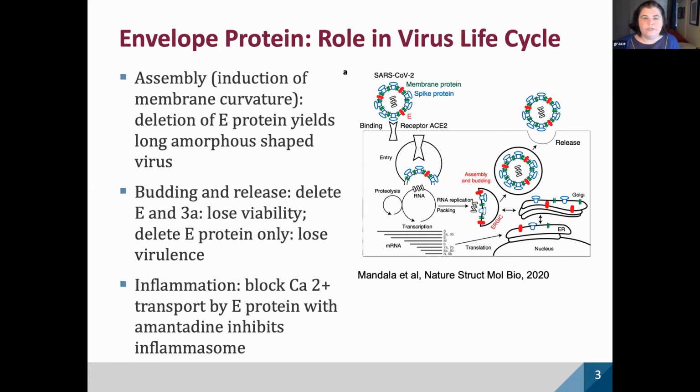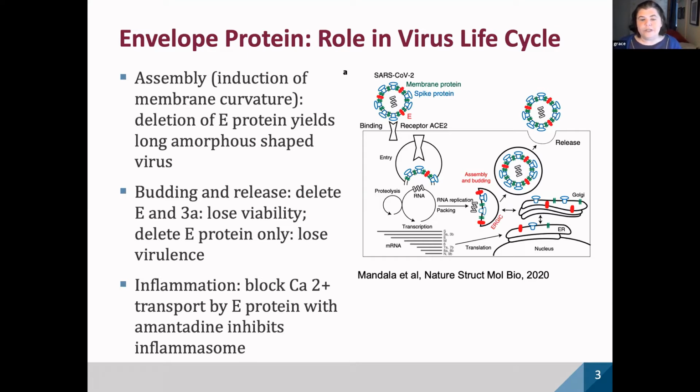So if you delete the E protein, instead of getting our classic coronavirus shape, you get these long, stringy, amorphous viruses. So it's not clear why that should have anything to do with the ion channel role of the protein. It seems more like it has to do with the interactions of the E protein with either other proteins or the membrane itself. But the M protein alone is not enough to determine the viral shape. If you delete the E protein and 3A, you lose viability.